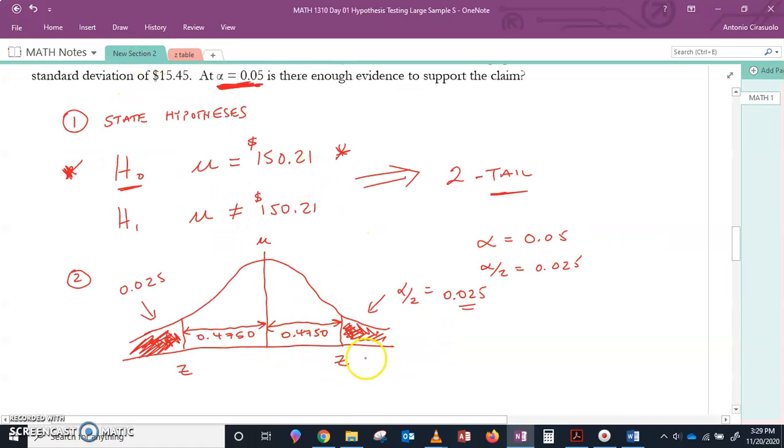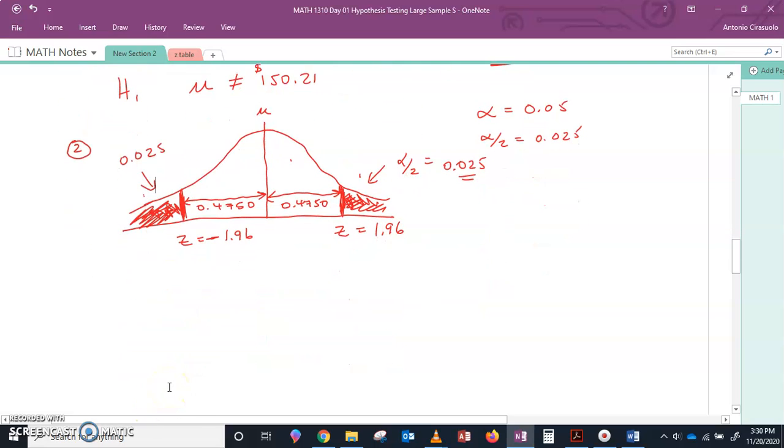So that means Z is going to equal 1.96 on this side, and on this side here, since it's below the mean, it's negative 1.96. So once again, here's our fence. Here's our fence. You're either on this side of the fence, which means you're going to reject, this side of the fence you do not reject, or this side of the fence you do reject. So next we are going to put the Z test together.